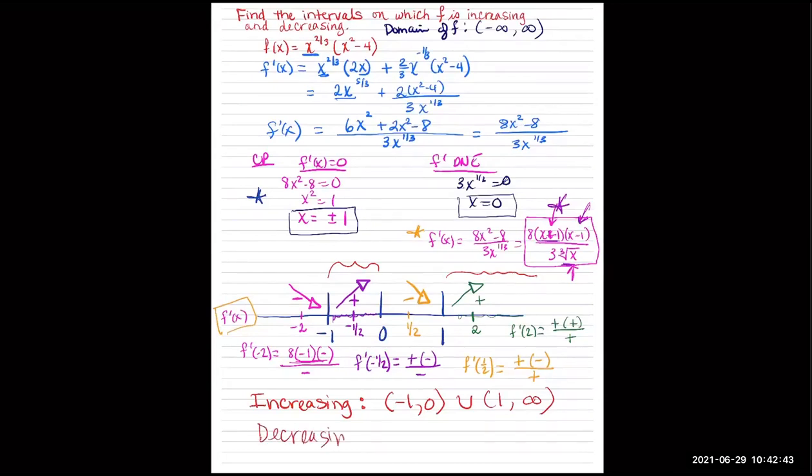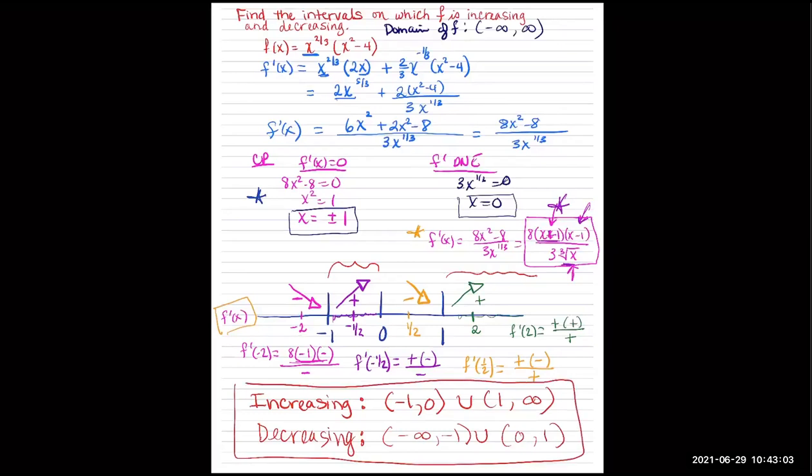But once you have your sign chart, now you can just write down the answers. So notice this function is decreasing everywhere to the left of -1. And then it's decreasing again between 0 and 1. So these are the places where that function is increasing and decreasing.